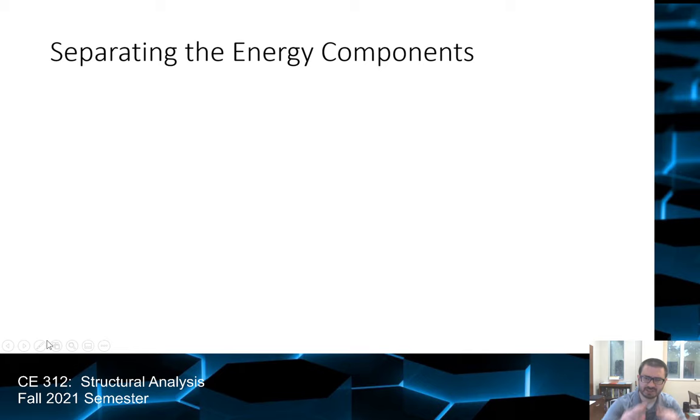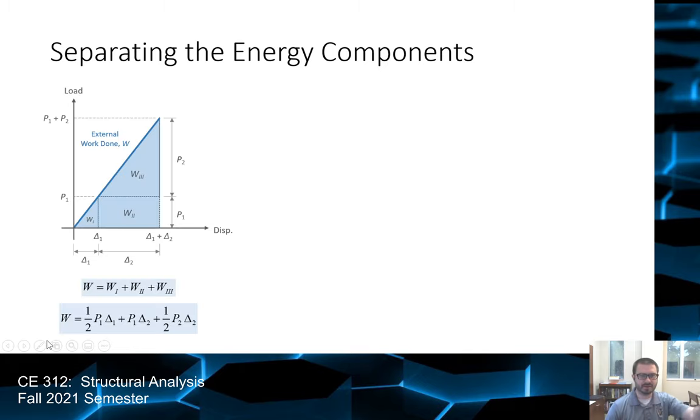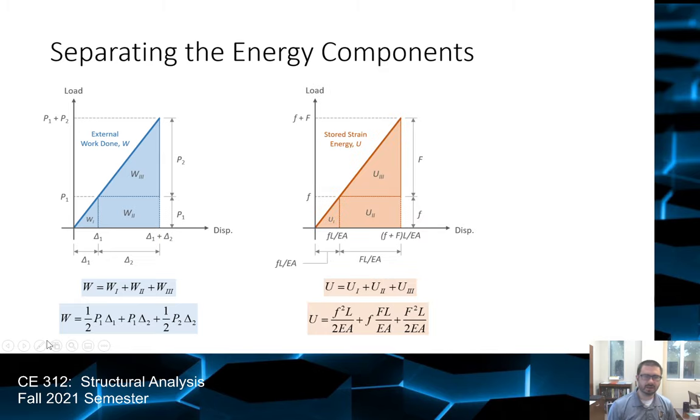So let's just summarize. First off, the external work done. We have each of the three regions and we're summing those regions up. So these are the expressions: W1 plus W2 plus W3, and that's what I found in those previous slides. Stored energy: again, each member responds by stretching some amount. And so U1, U2, U3, here are all the stored energies. It seems nuts, okay?